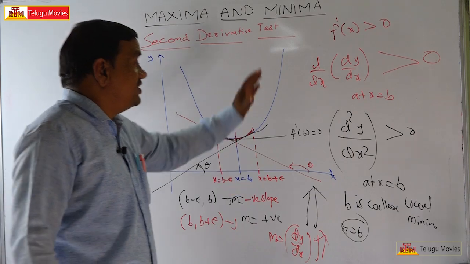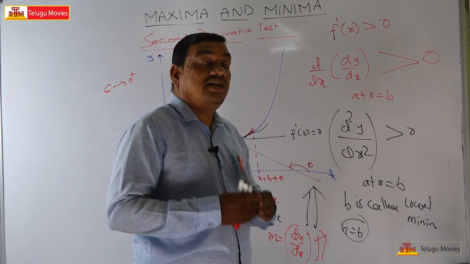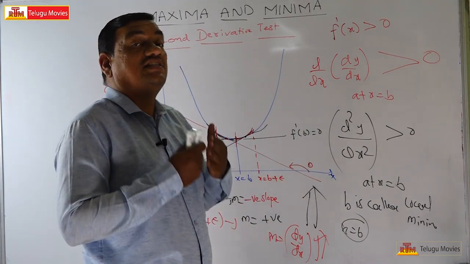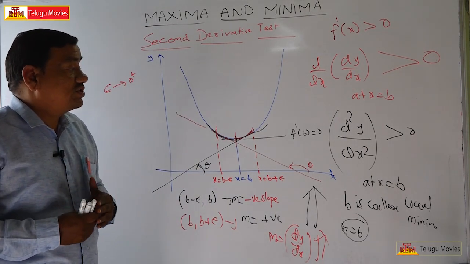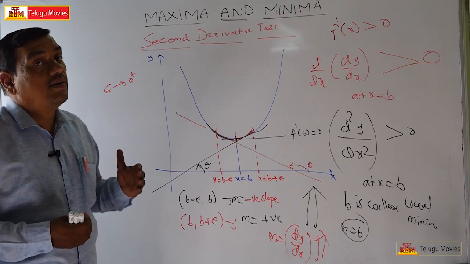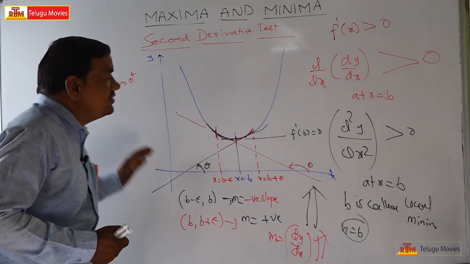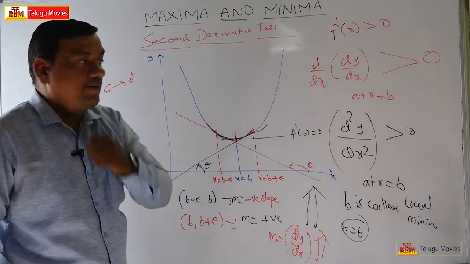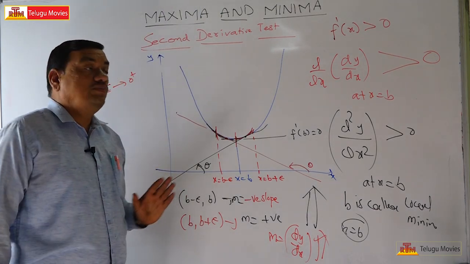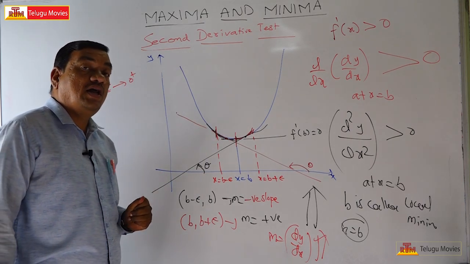Understand? If d square y by dx square is less than 0, you will get a maximum value at that x. If d square y by dx square is greater than 0, you will get a minimum value. Understand? This is called the second derivative test. I hope that now this is clear, local maxima and local minima.